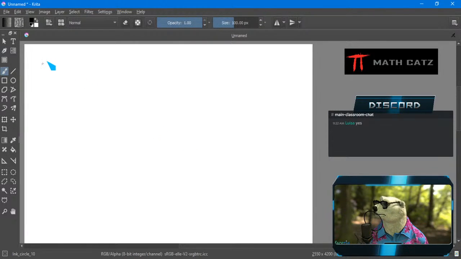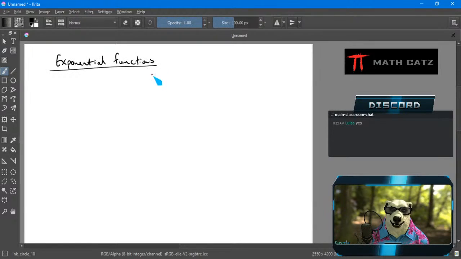Perfect. All right. So we are going to start our discussion on exponential functions. And for that topic, I'm actually going to start at the end and then loop back to it. And we'll see how this goes eventually.